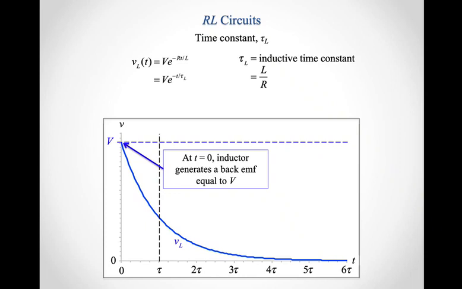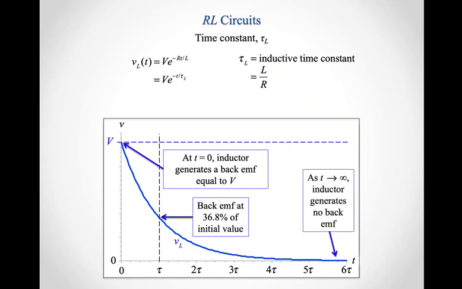So the fact that it's generating its maximum back EMF that is equal to the voltage of the battery is what keeps current from flowing during that initial instance. But obviously, that voltage drops. So the back EMF decreases. And again, once we reach the one time constant, so L over R, the voltage of the inductor has fallen to 36.8% of its initial value.